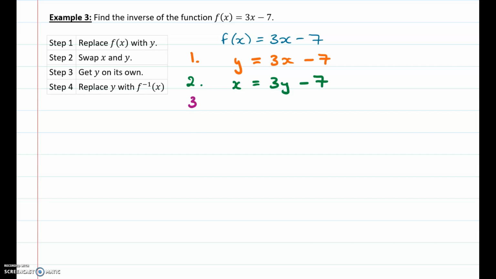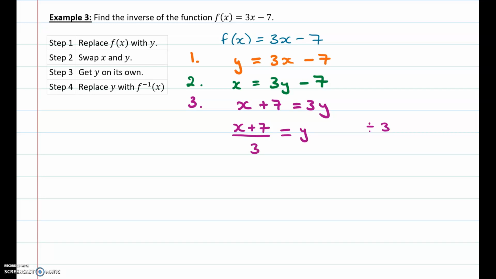Third step is to get y on its own. So if we want the y on its own, we see that this minus 7 is in the wrong place, so bring that across. Becomes x plus 7 is equal to 3y, and the y still isn't on its own, so we're going to have to divide by the 3 to get y on its own. And if we divide by the 3, we get x plus 7 divided by 3 is equal to y.